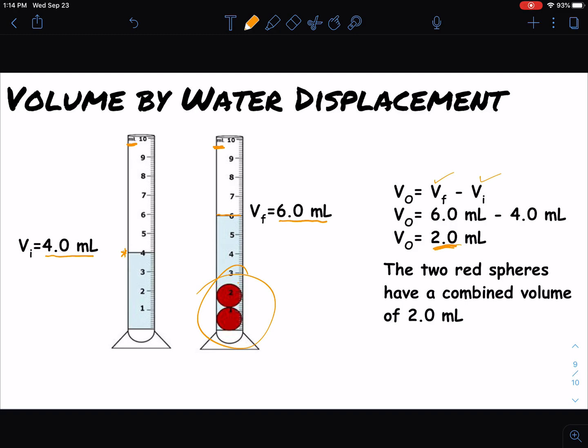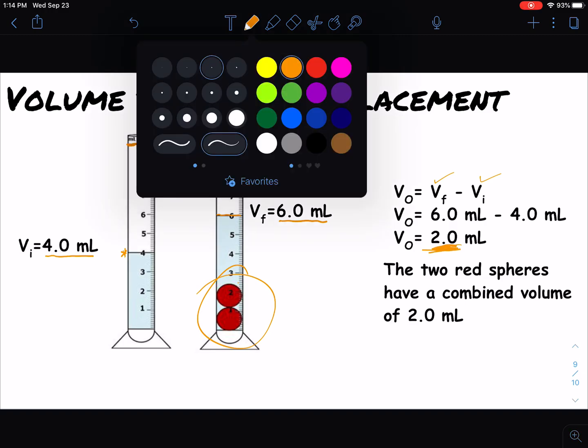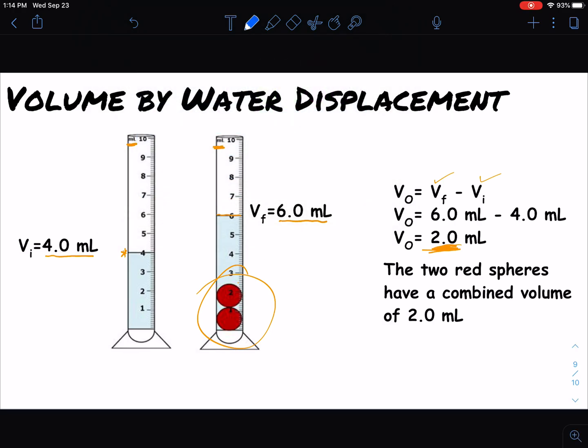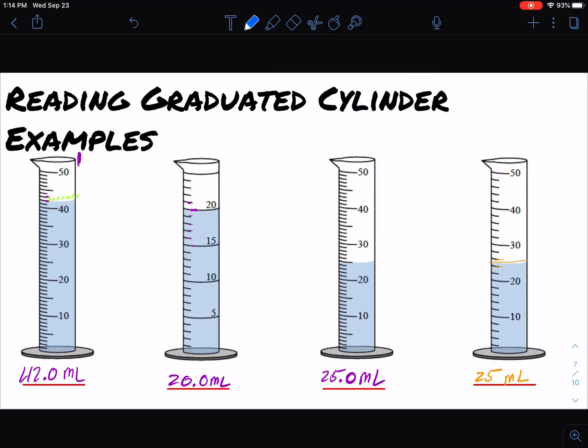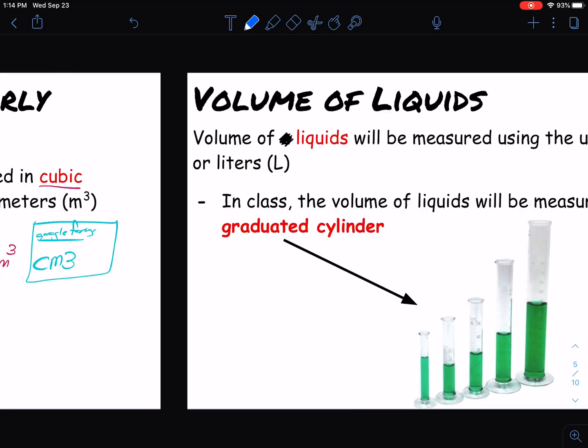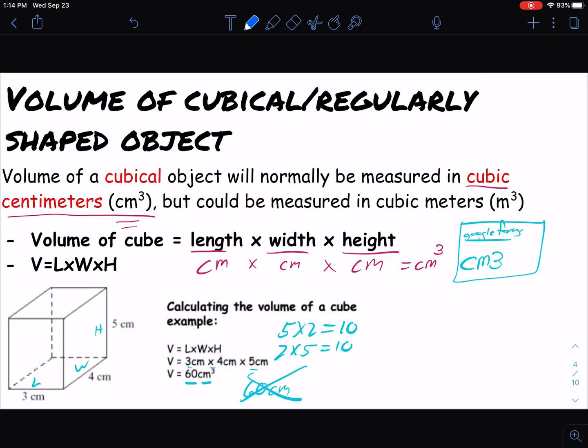The mistakes that I see in all of this: 1 decimal place is all you can have. Reading this graduated cylinder off to the left here, you cannot write it as 4.00 milliliters. That is wrong. It can only be written with 1 decimal place. The same is going to be true back here. The answer comes out to be 60 cubic centimeters. 60.00 cubic centimeters would be wrong because we're adding decimal places that don't need to be there.